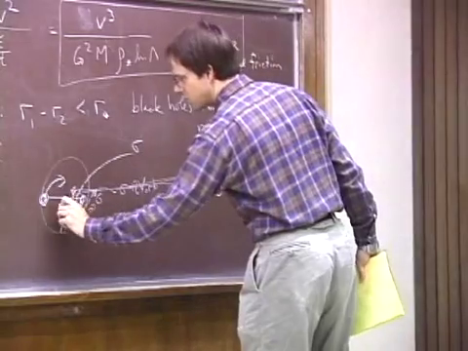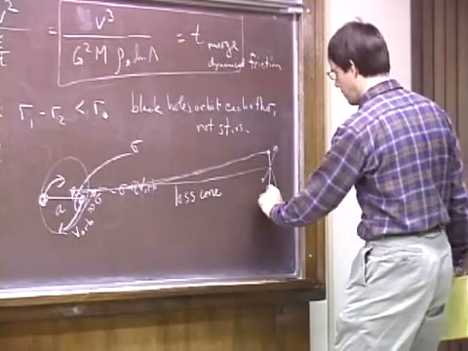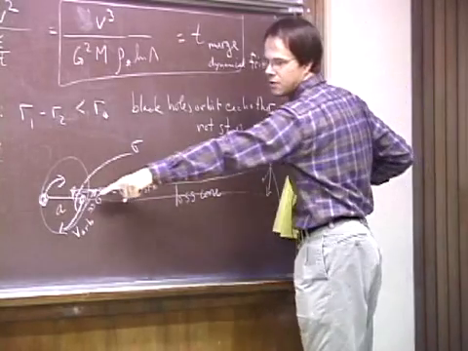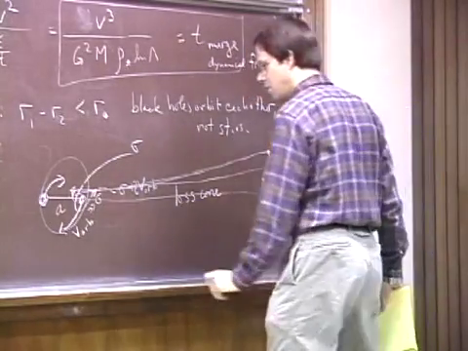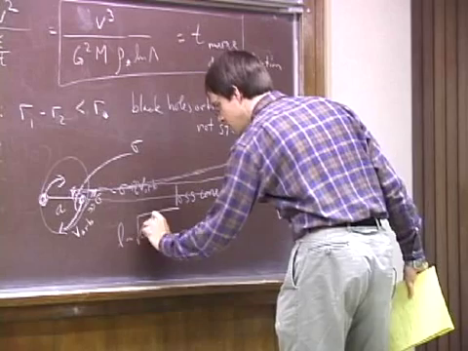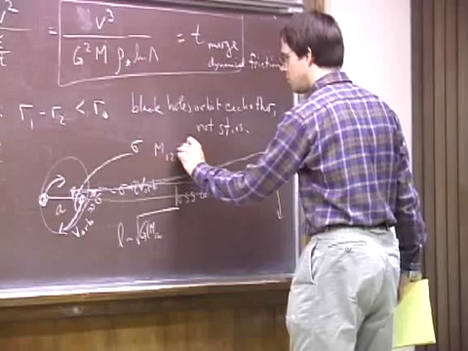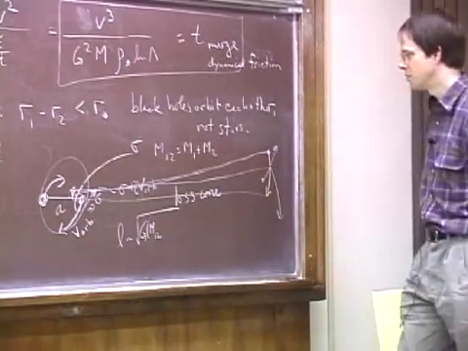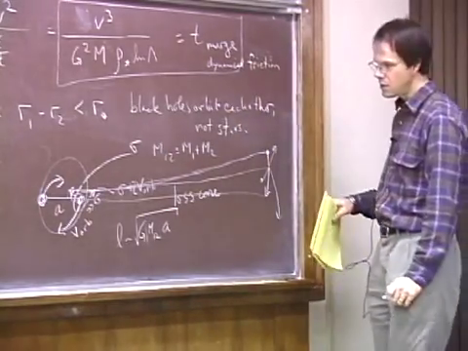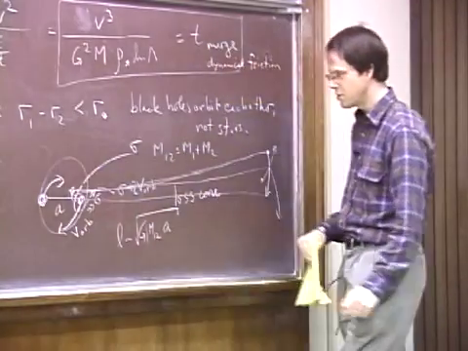And if you imagine that the semi-major axis of the two black holes is A, then the lost cone consists of stars whose orbits will take them to a pericentric distance less than A. So that corresponds to a specific angular momentum, which is like the square root of G M12, where M12 is the total mass in black holes, M1 plus M2, times A.